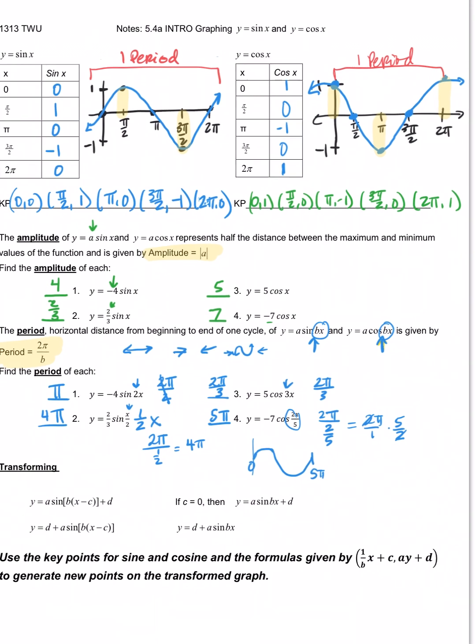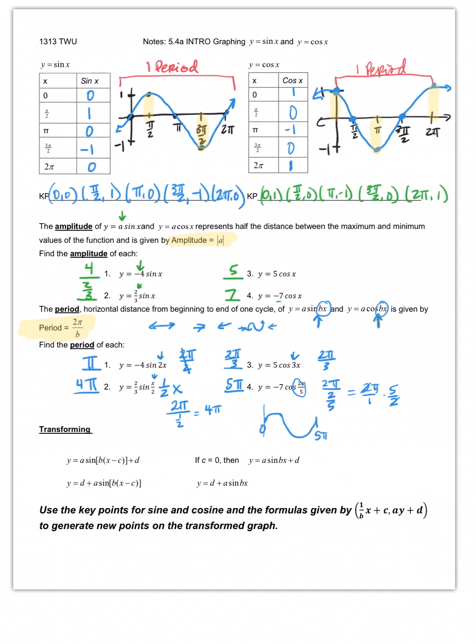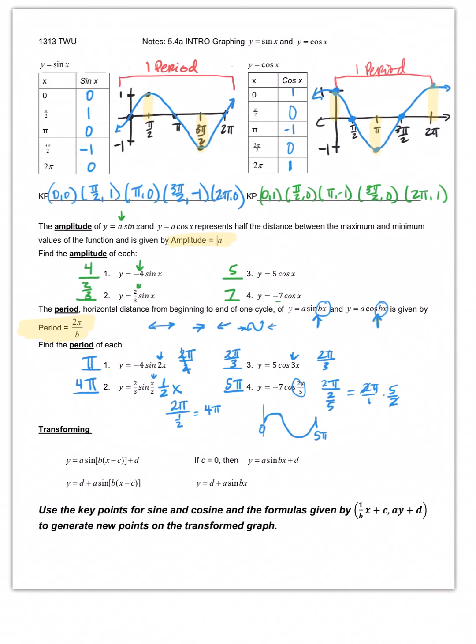All right? Now, we are going to transform these functions much like we did parent functions back in Algebra 2. We shifted up, down, left, and right. So here's the equation we're going to be referencing quite a bit as we do transformation. So let's look at this. We have a coefficient of a. That determines, what did we say, amplitude? This is going to determine the amplitude. Okay, b, notice where b is, right here. That will determine the period.